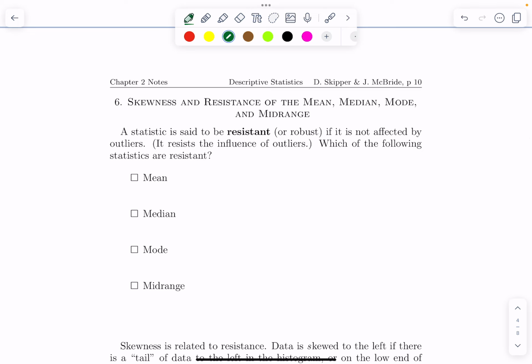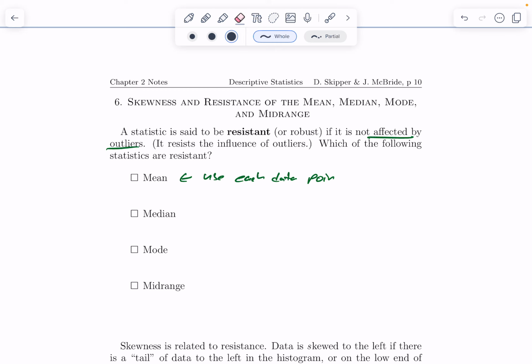Okay, skewness and resistance of the mean, median, mode, and mid-range. A statistic is said to be resistant or robust if it is not affected by outliers. It resists outliers. Okay, so the mean uses each data point. It uses its value. And so, as a result, if one value is quite large, then it is going to affect the mean. So this is highly affected by outliers. That's the mean. So it is not resistant.